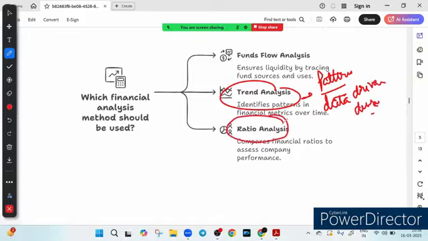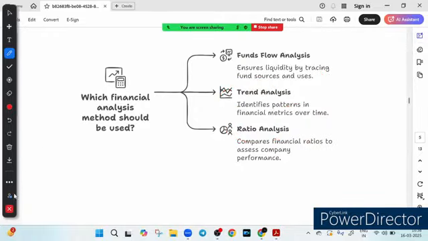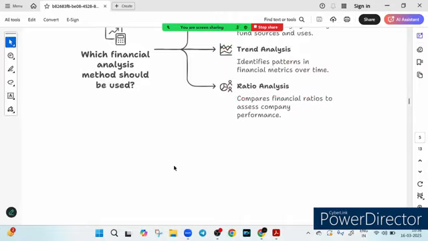And the third thing is called ratio analysis. Numbers tell a story. By comparing financial ratios, companies assess profitability, efficiency, stability. It's like a health checkup for a business. The right ratio means financial fitness. So these are the three methods which we use for financial analysis.